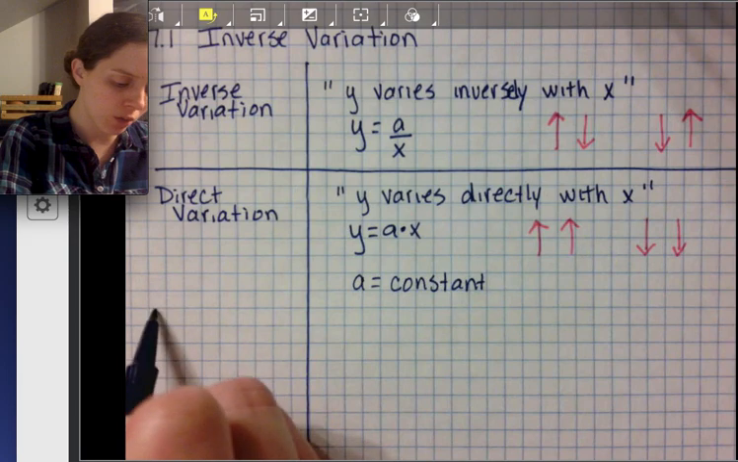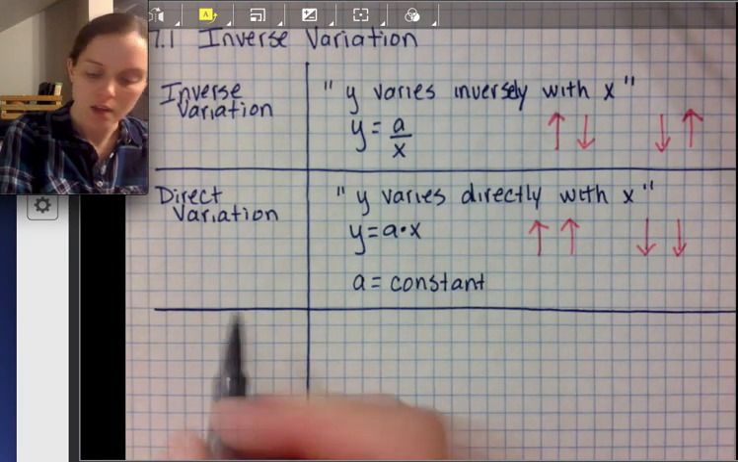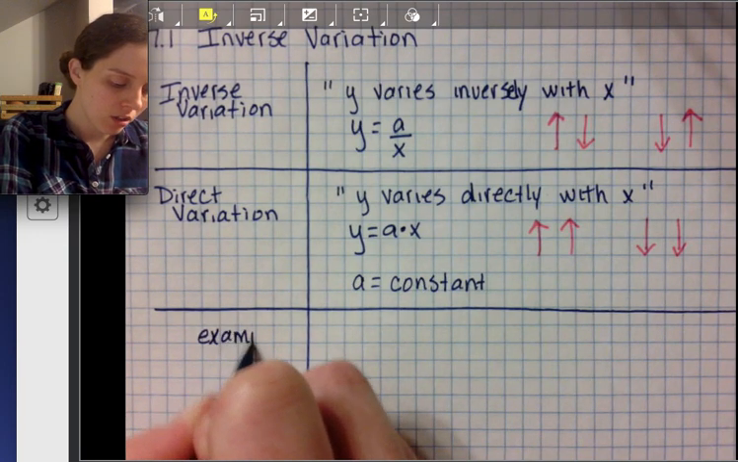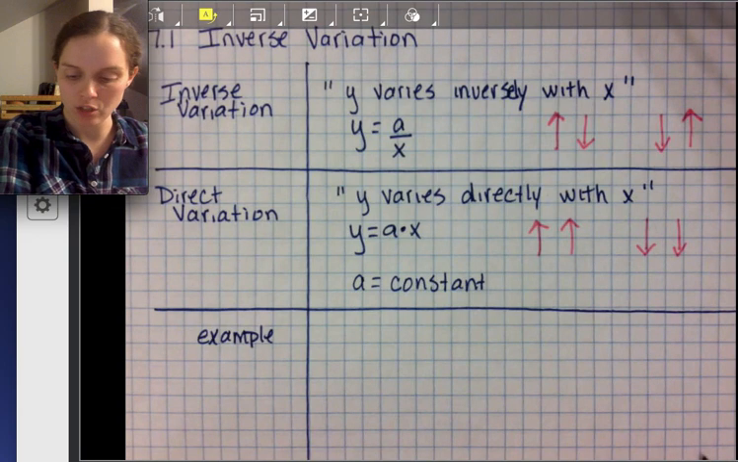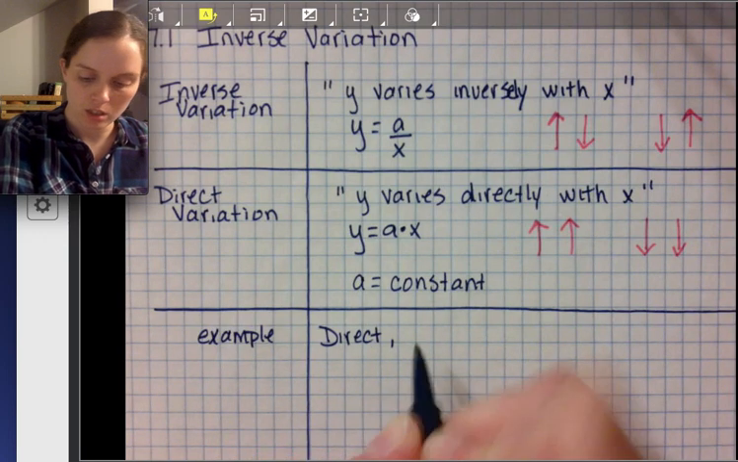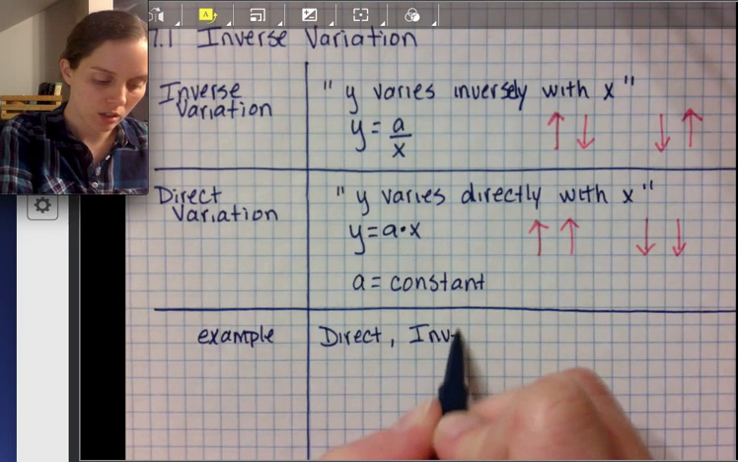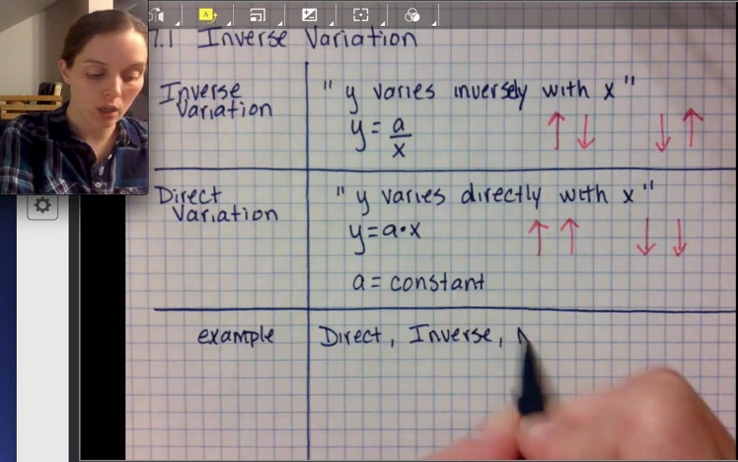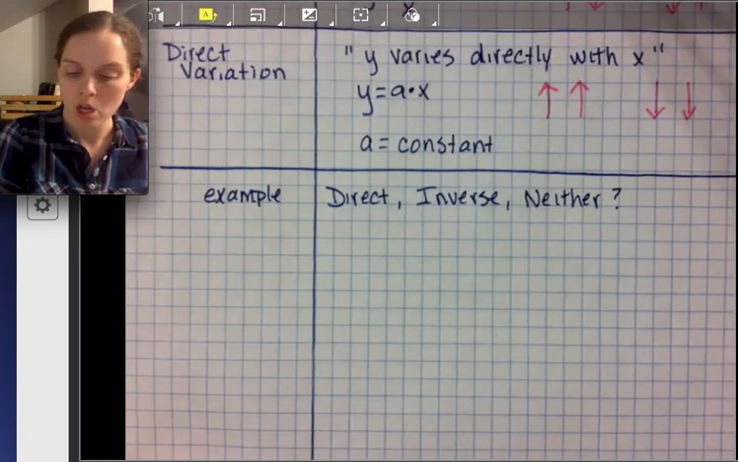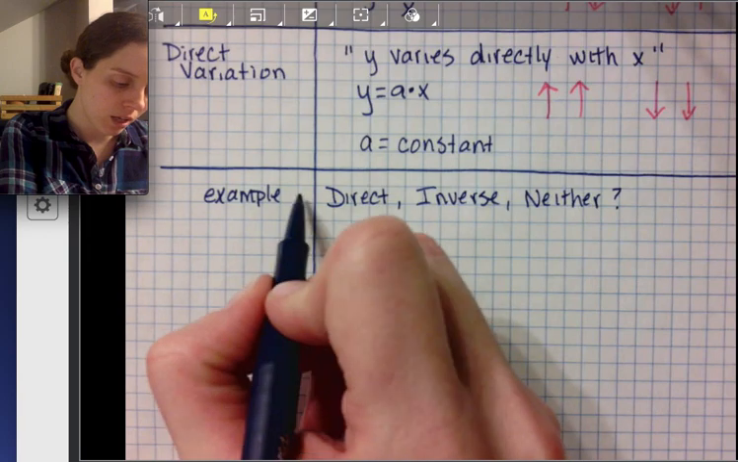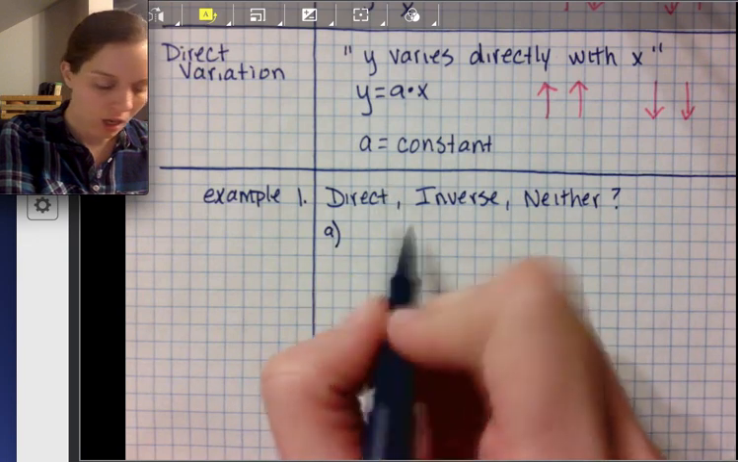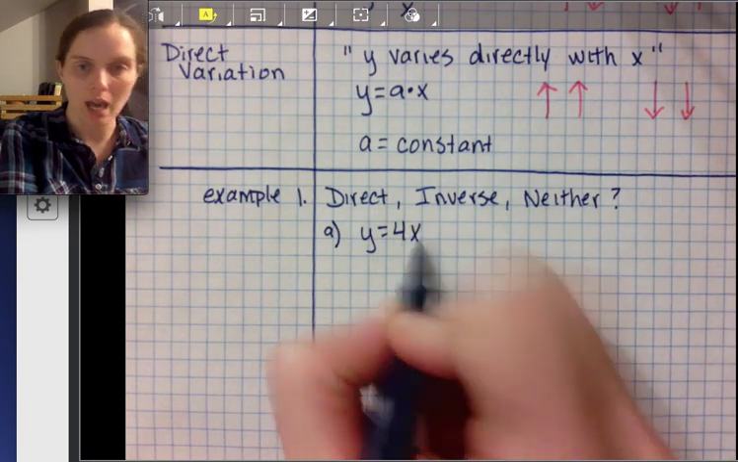Okay, the first thing we're going to do, the first type of example, is figuring out if it is direct, inverse, or neither in their variation. Okay? So those are your options. Is this direct variation, inverse variation, or it could be neither. They could just be completely unrelated. Okay? So I'm going to give you a few things. Example 1. Okay? So the first one, 1a, y equals 4x.